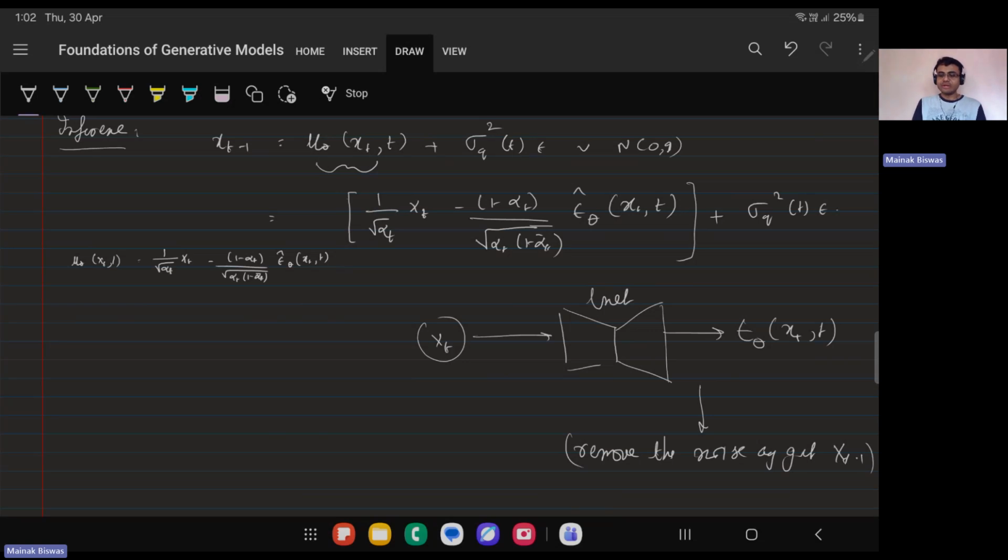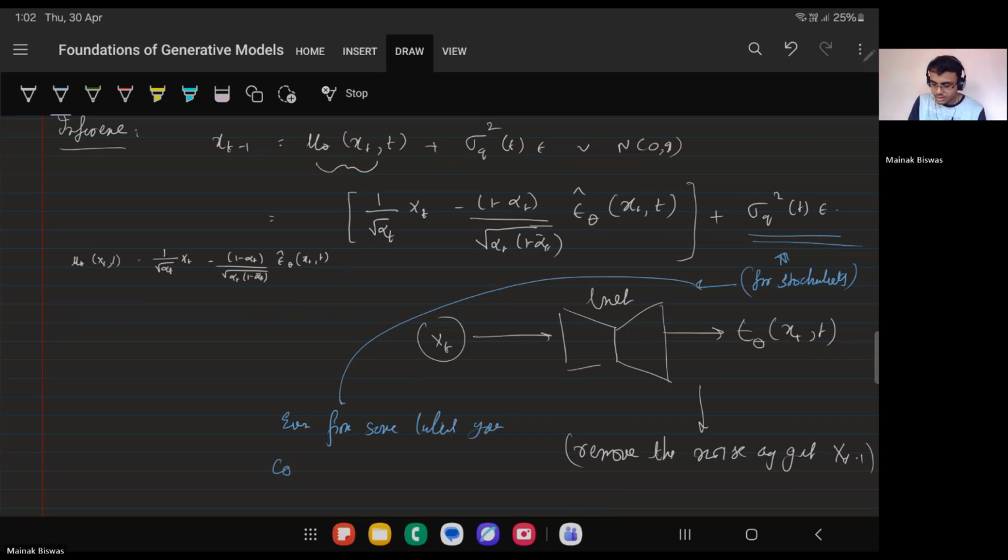Even during inference, in DDPM, you keep adding noise. This is for stochasticity. That is, even from the same latents, you can get slightly different outputs, right? So this is all about denoising in the diffusion model and so on.